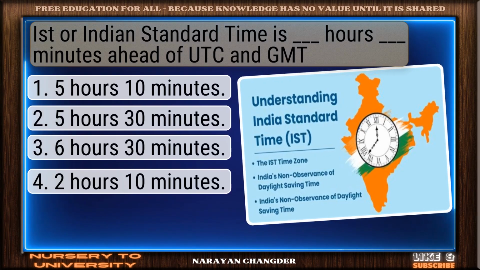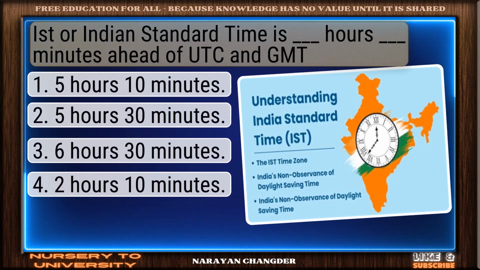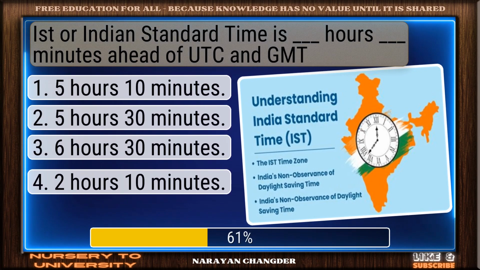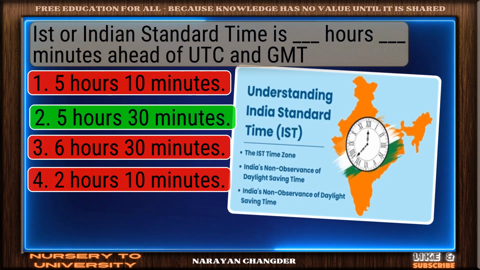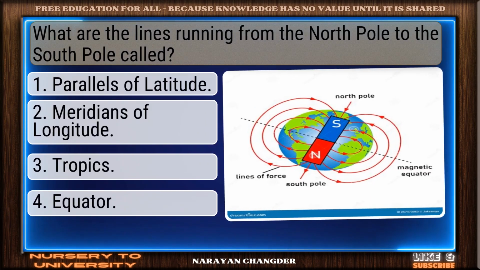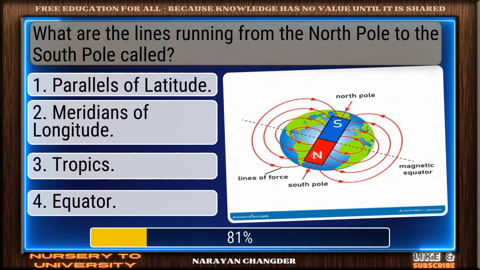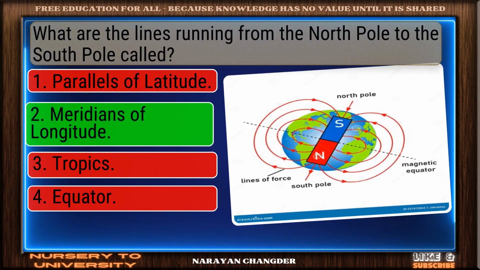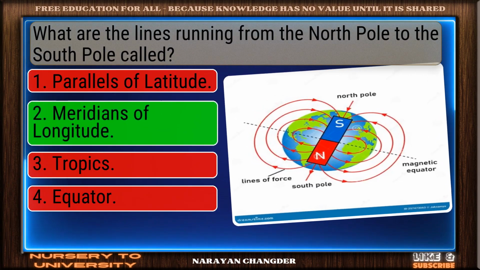Indian Standard Time is dash hours dash minutes ahead of GMT. Smart move. 5 hours 30 minutes is an accurate answer. What are the lines running from the North Pole to the South Pole called? Great thinking. Meridians of longitude is the right choice.